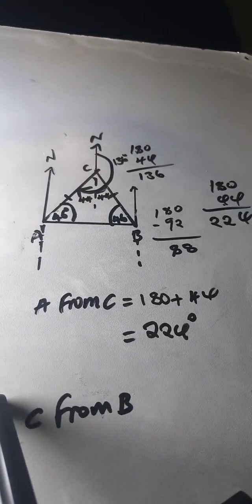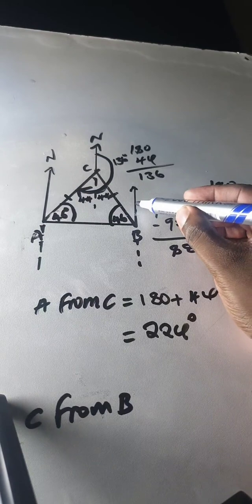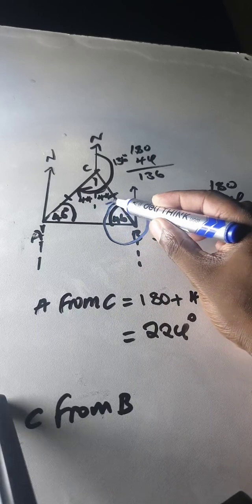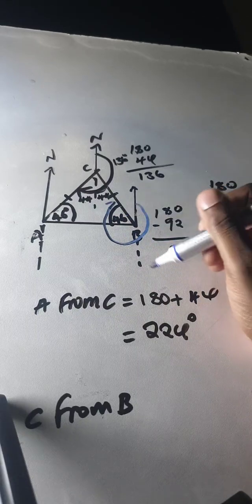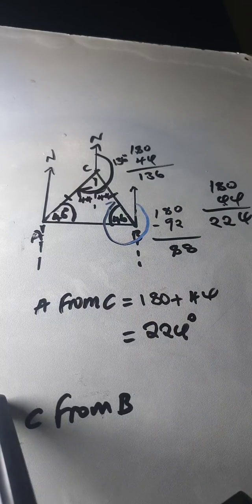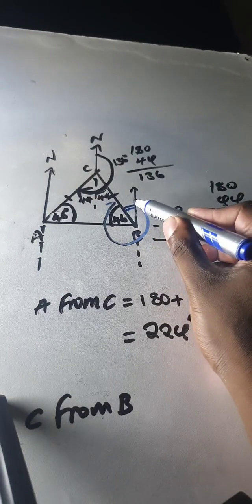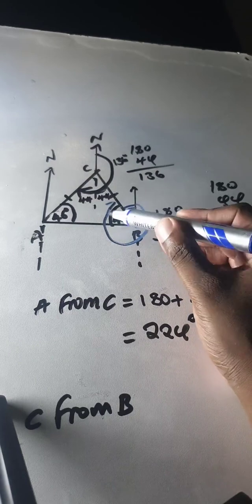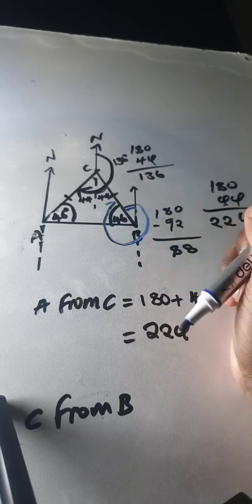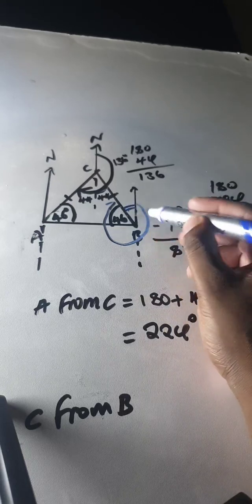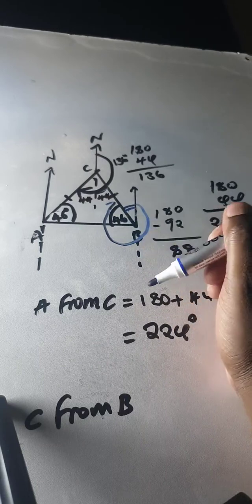Okay, so we need this one, E. That's the angle in question, C from B. If we know this angle, which is here, we'll subtract from 360. What will remain is the answer, because if we include that angle, that means you're going to have a complete turn, a complete circle.